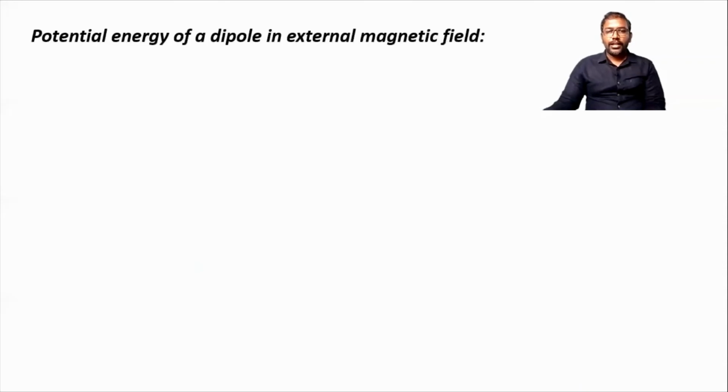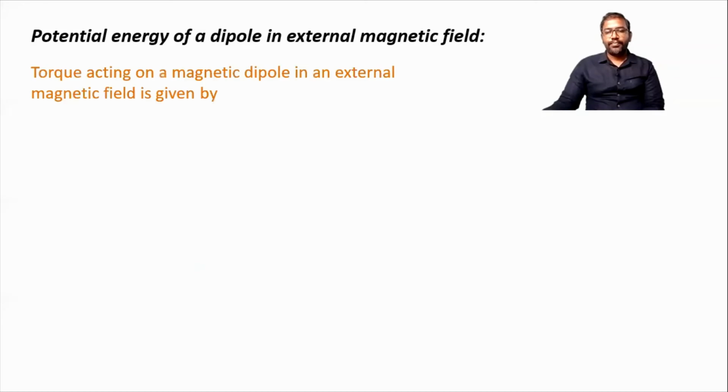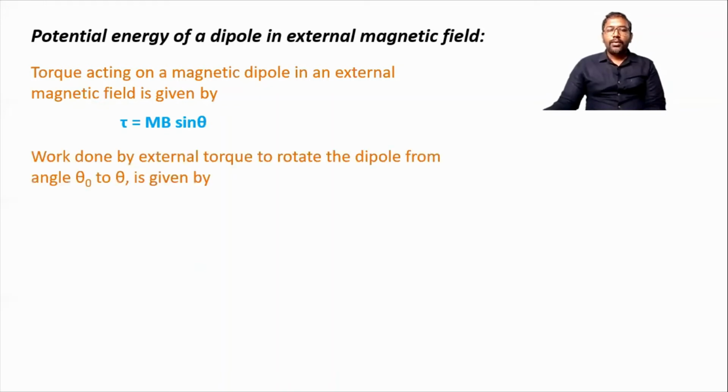Then after that, the next article is the potential energy of a dipole in an external magnetic field. The torque acting on a magnetic dipole in an external magnetic field is given by the formula we just derived. Now, the work done by a torque to rotate the dipole from angle theta 0 to theta: now we have to rotate the dipole through this angle, then the work done is given by this formula.